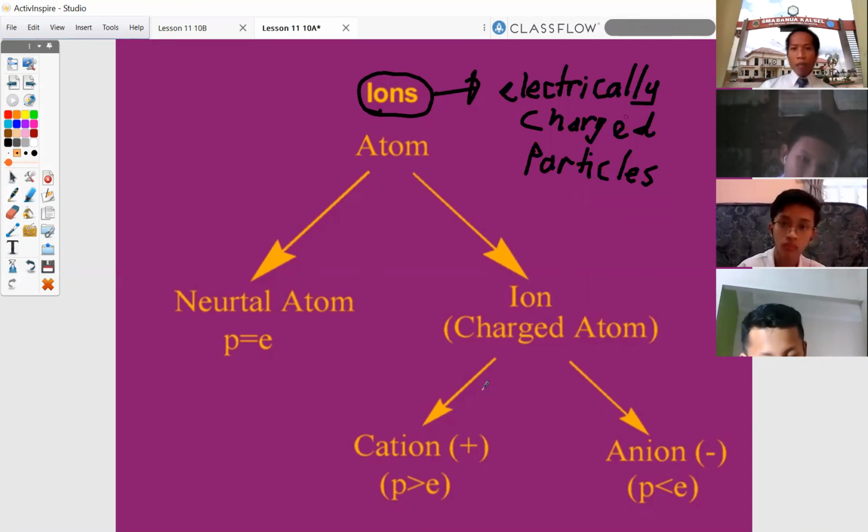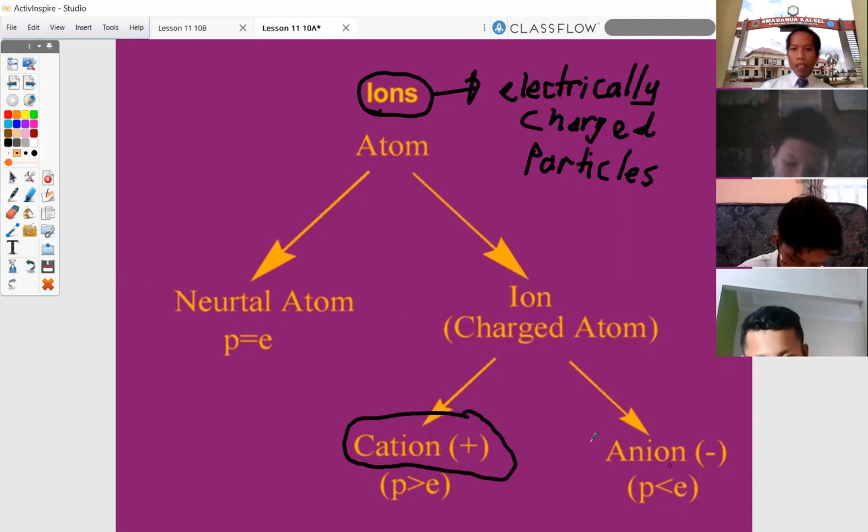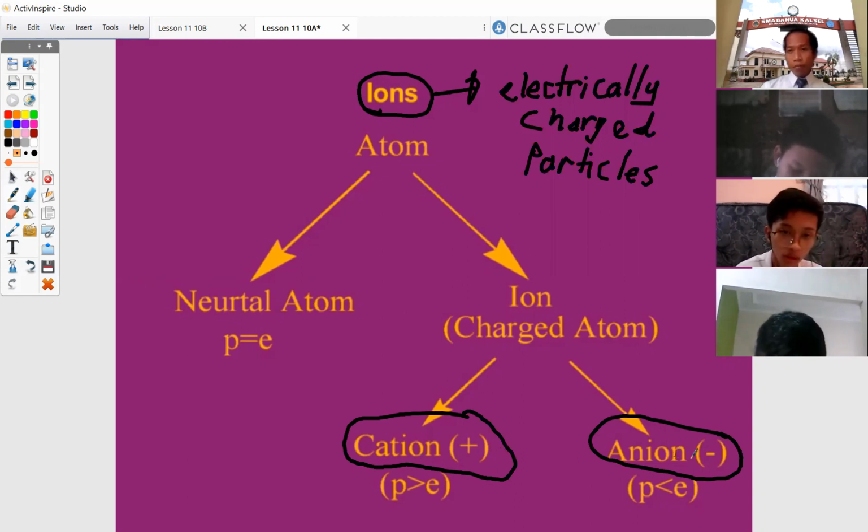Electrically charged can be of two types. The first type we call a cation, which is a positively charged particle, or it is an anion, the negatively charged particle. So we have the positive and we have the negative. If it is positive, it is called a cation. If it is negative, it is an anion.